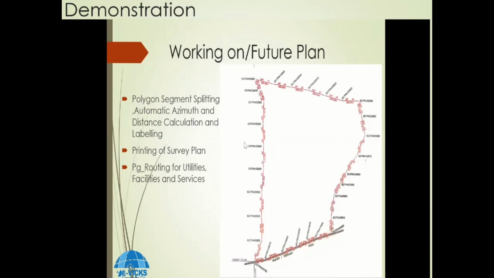Currently, we are setting up a team for creating plugins for QGIS to enable automatic printing of survey plans from the QGIS environment, as well as utility routing, enabling routing for utility facilities and services, taking advantage of the pgRouting functions in the PostgreSQL and PostGIS environments.